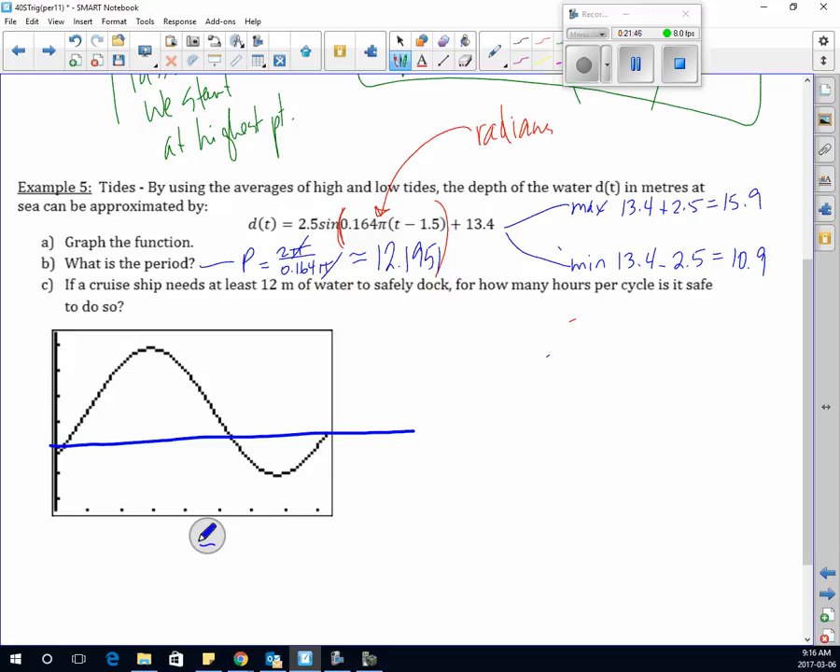Does everybody see? A cruise ship comes in. This is the level of the water. If it's below this, it's not safe, right? So you need to figure out what that spot right there is and that spot right there, and then the length of that will be how much it is safe. So who knows how to do this on a graphing calculator? Well, I drew this line. How could you get that line? What's the equation of that line? Y equals 12. I'm putting Y2 because that's going to be on my graphing calculator.